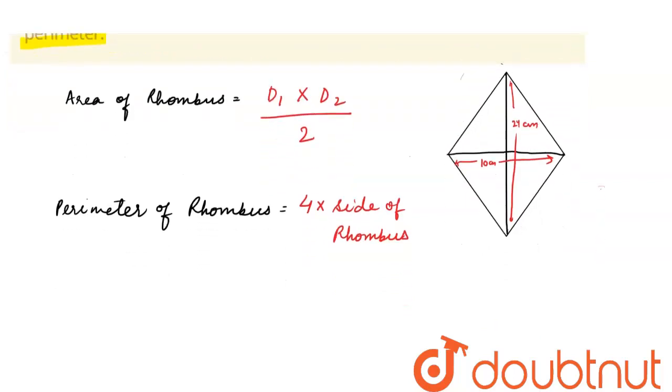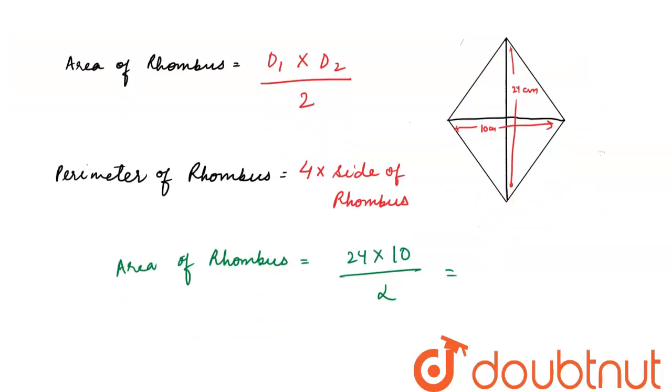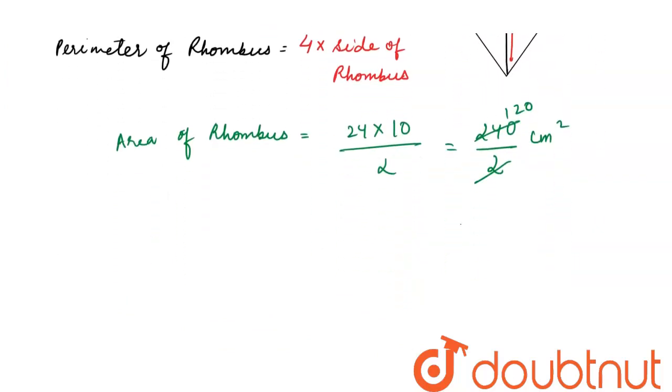So we have area of rhombus, which is equals to diagonal 1, 24 into 10 upon 2, and here the units are in centimeter. So here it will be 240 upon 2 centimeter square, and this will be 120. So we have area of rhombus which is equals to 120 centimeter square.